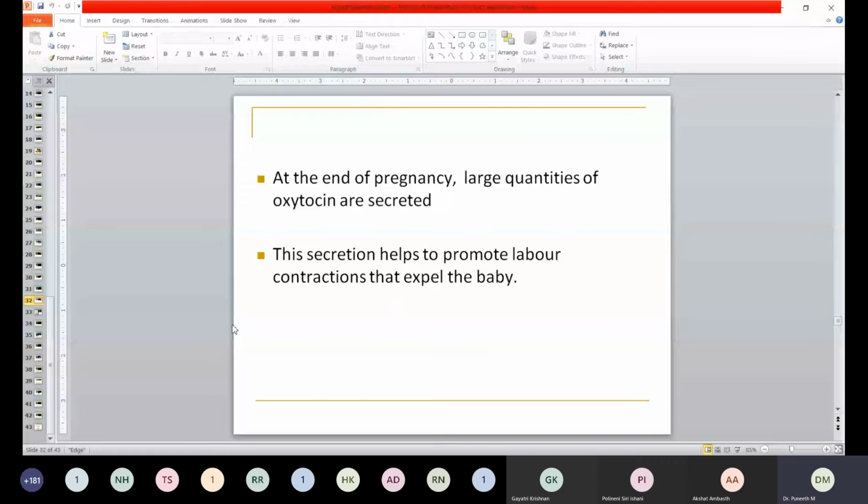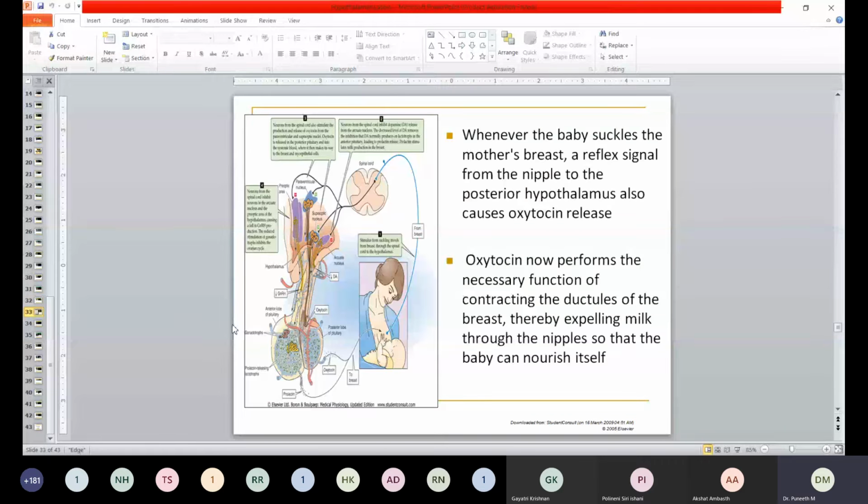So this milk ejection reflex or milk let down reflex was already explained in the reproductive system. Just a brief about that. When the baby suckles the mother's breast, a signal will go from the nipple to the posterior hypothalamus that will cause the release of oxytocin. Oxytocin will contract the myoepithelial cells which are surrounding the alveoli of the breast. Thereby, the milk will be expelled out through the nipples so that the baby can nourish itself.